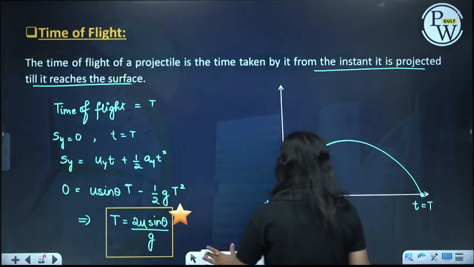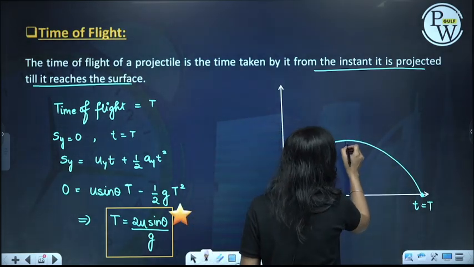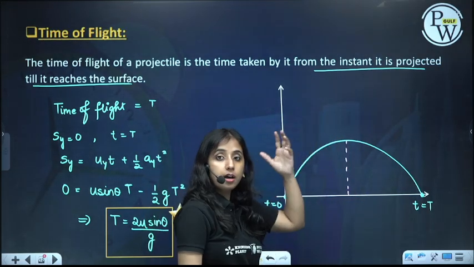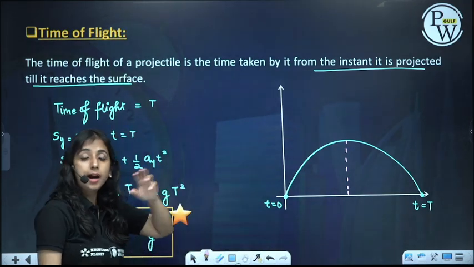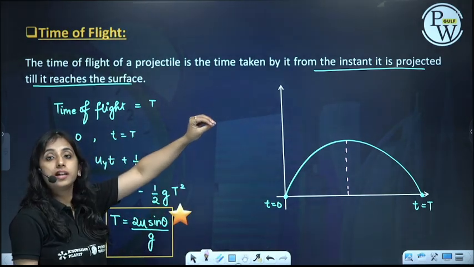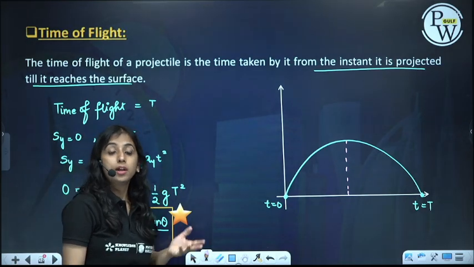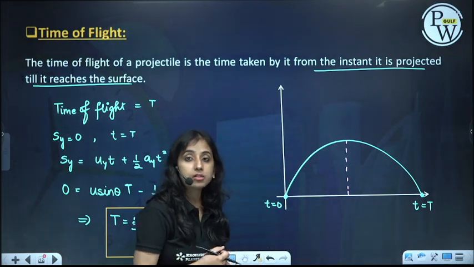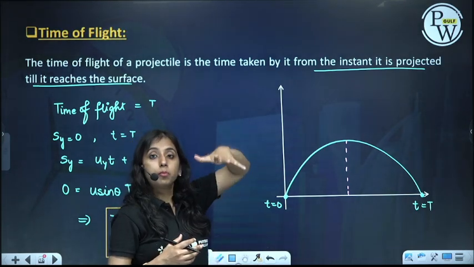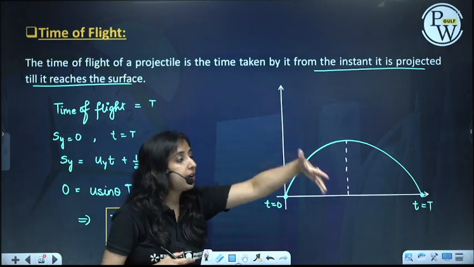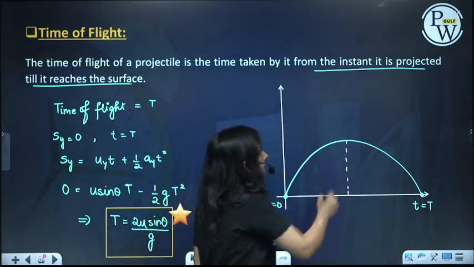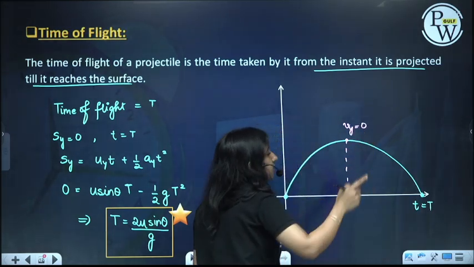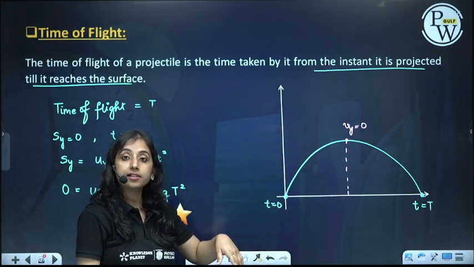Now see, the particle's path is exactly symmetrical. It reaches the midpoint, that is maximum height. At maximum height, velocity in y will become 0. That's why it is not going more upwards. Vy will become 0, and after that the particle does not move upward any more, it starts coming down. So at this point Vy becomes 0.